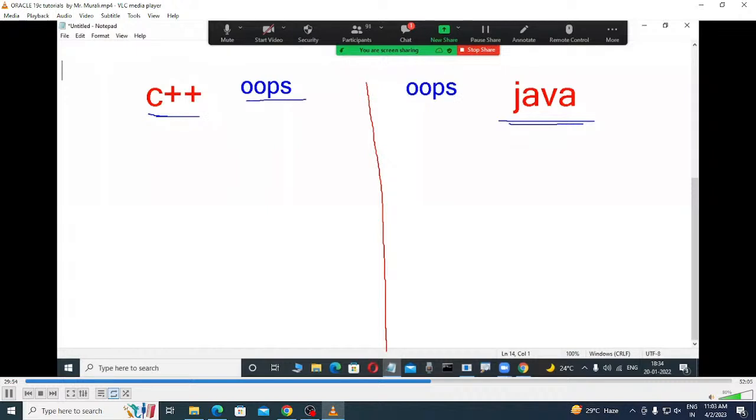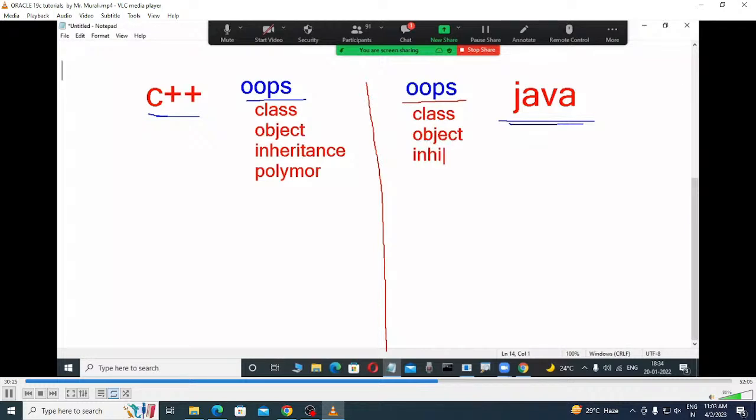OOPS concepts mean: class is a concept, object is a concept, inheritance is a concept, polymorphism is a concept. Same in Java: what is a class, what is an object, what is inheritance, what is polymorphism. So many concepts are there. That's why conceptually class, object, inheritance, polymorphism are the same.